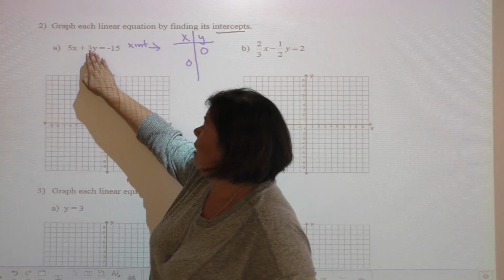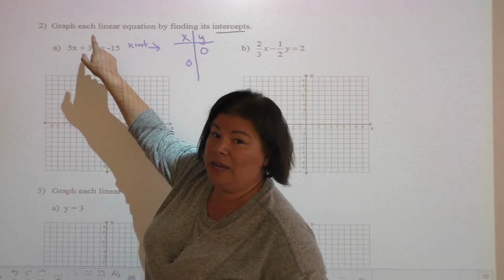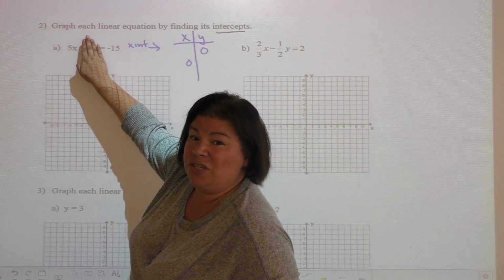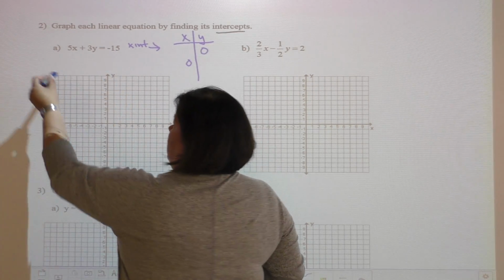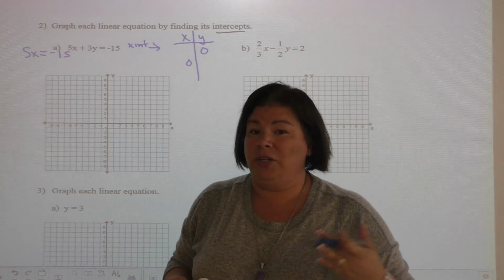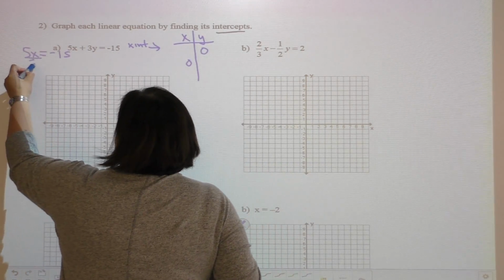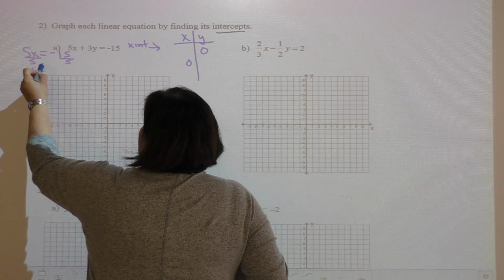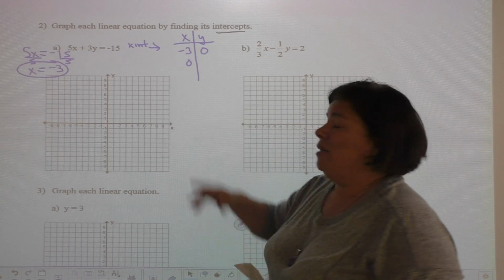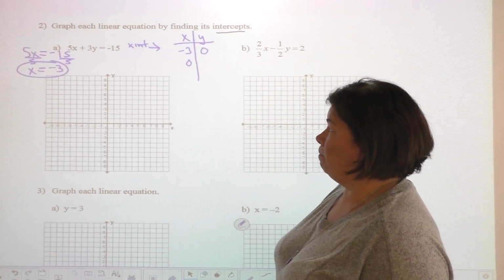If y is 0, I'm just going to cover that up because I know 0 times anything is 0. So really what I'm left with is just 5x equals negative 15. And if 5x equals negative 15, at this point I could just go ahead and solve for x, divide both sides by 5, x equals negative 3. So my x-intercept is at negative 3, comma 0.